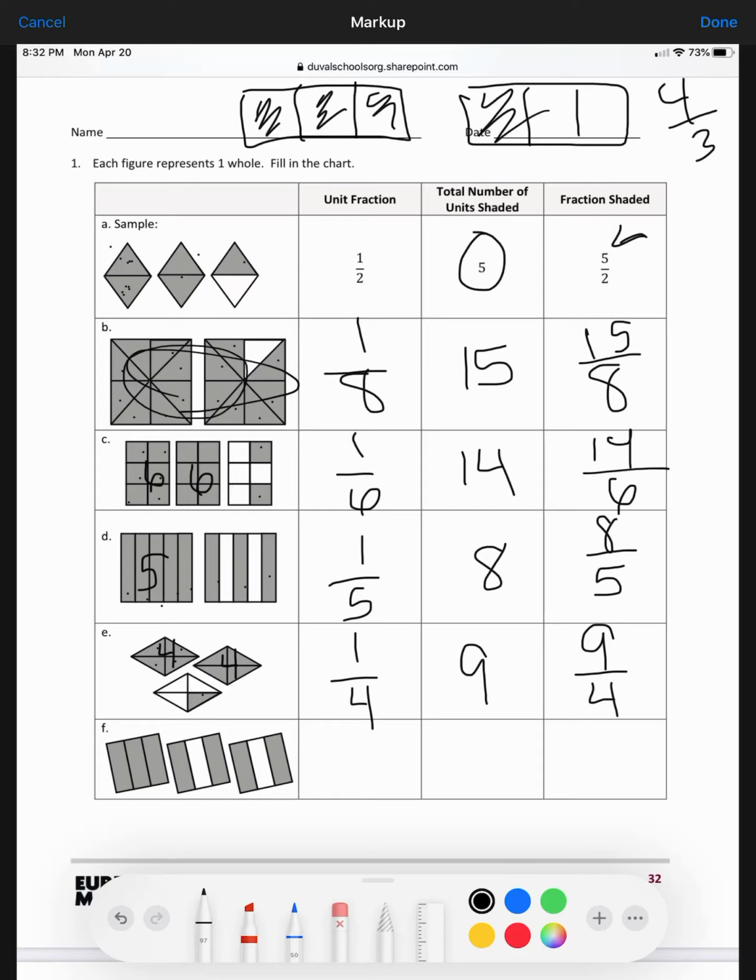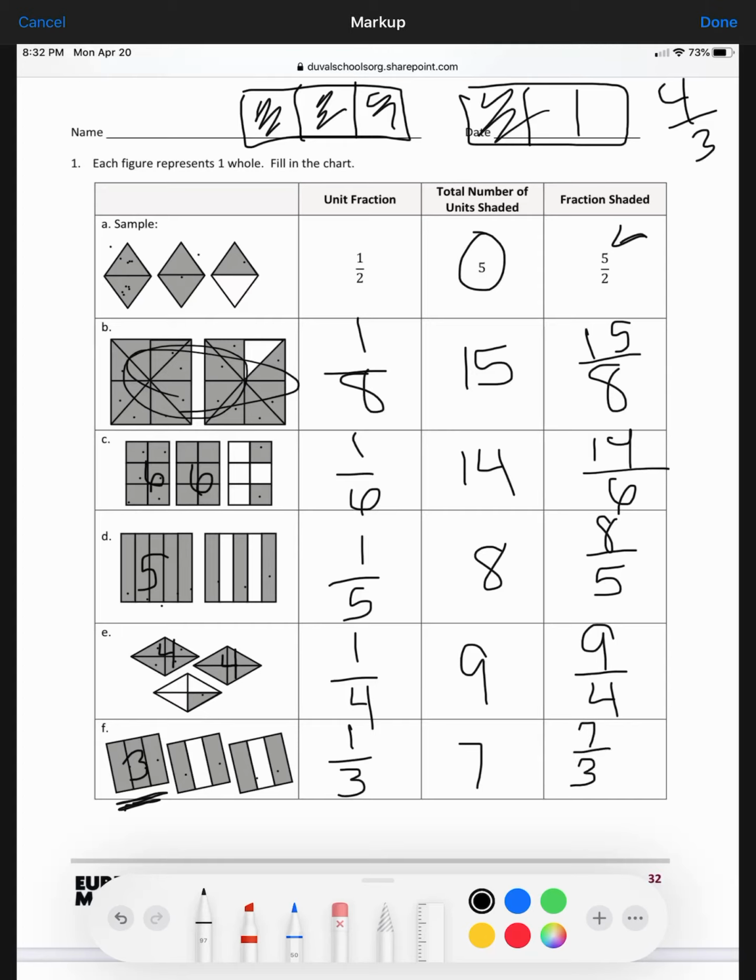Last one. I'm going to give you a minute to think on this one. What would the unit fraction be? We find the unit fraction by counting the number of pieces per object. We have one object. This is an object, one square. How many pieces are there? 1, 2, 3. So our unit fraction will be 1/3. Total number of units shaded, 3, 4, 5, 6, 7 is 7. So the fraction shaded is going to be 7/3.